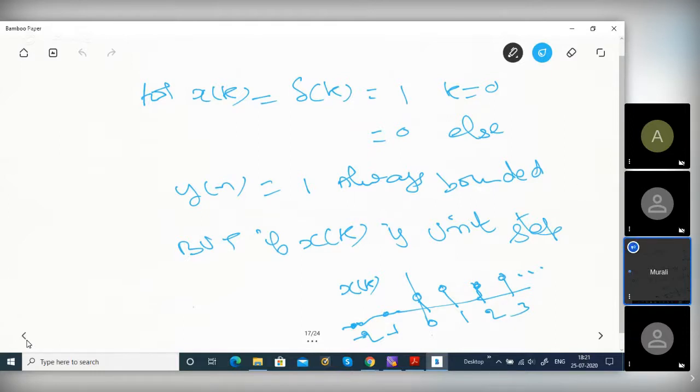The response must always be bounded if the input is bounded. You cannot take an unbounded input and say whether the system is stable or unstable. The condition is that if the input is bounded, then the output also must be bounded. In our case, the unit step is bounded by one, and the output is not bounded. So this is an unstable system.